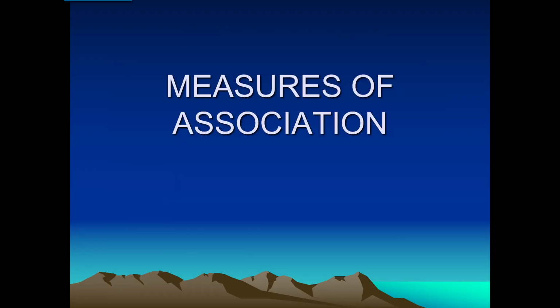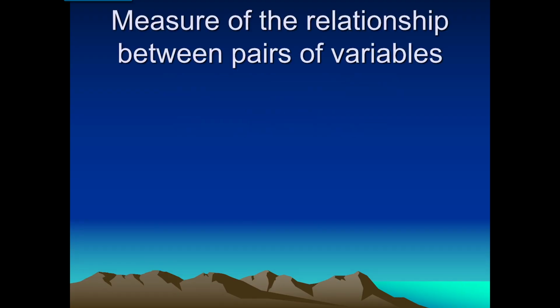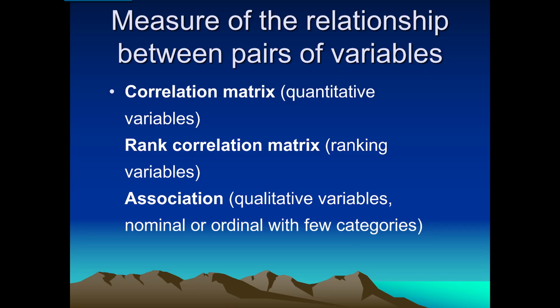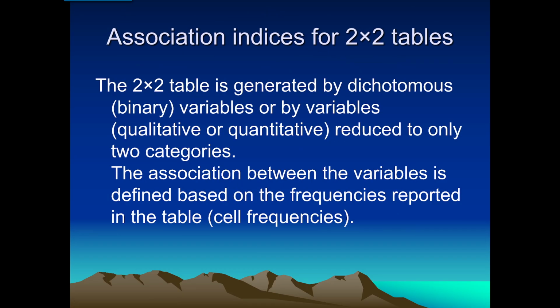Now, measures of association. So, when we talk about correlation, we have in mind quantitative variables. When we talk about rank correlation, we have in mind variables which are at least qualitative but ordered qualitative variables. When we talk about association, then we have in mind categorical data, nominal or ordinal. So now we deal with association. So association for contingency table. And now we start with the 2 times 2 table.